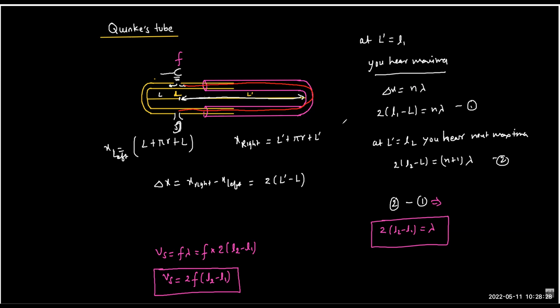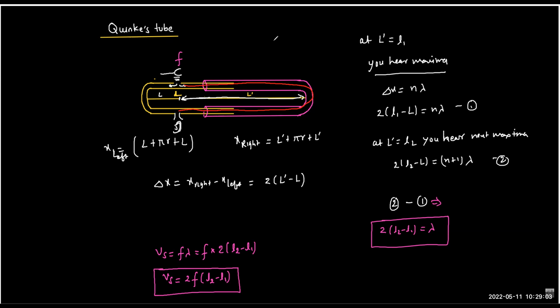So this is the use of Quincke's tube, and this is based on the interference concept. Whenever there is interference, you get the maxima and minima. If L1, L2 represent one maxima and the next minima, in that case the answer will not be this, isn't it? In that case, the answer will come 4 times. Is this clear? So can you see?